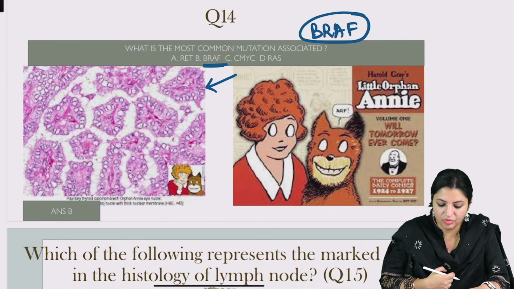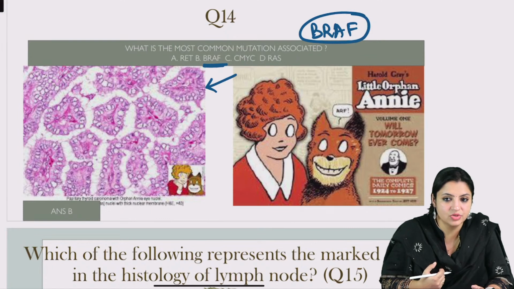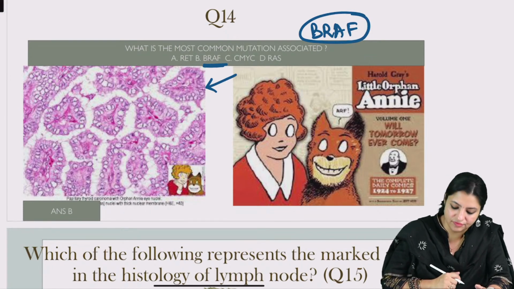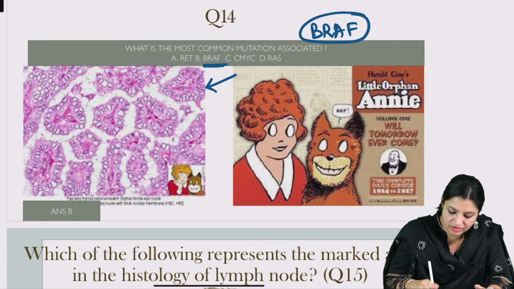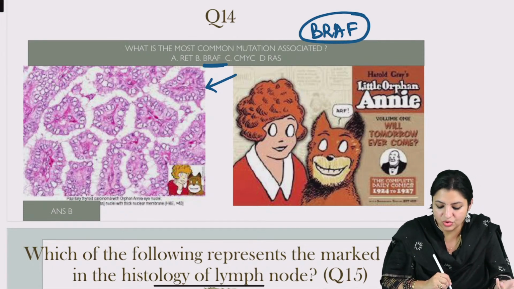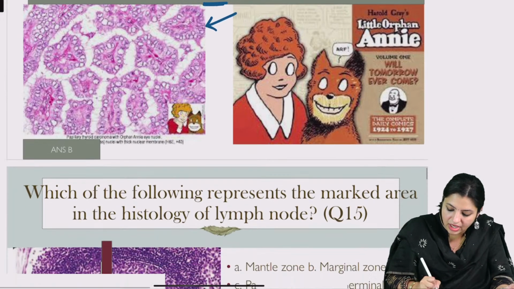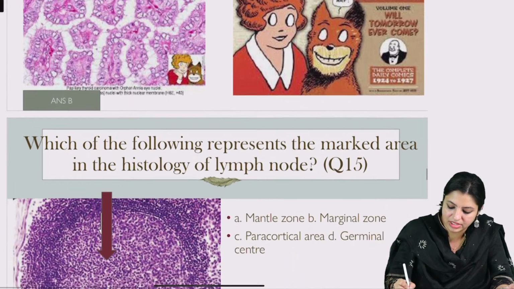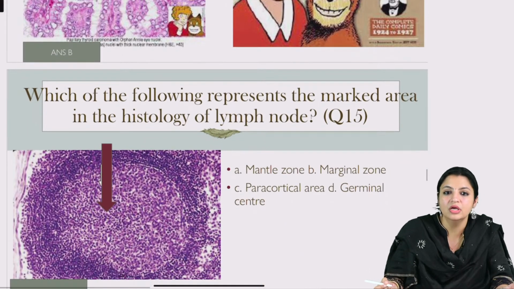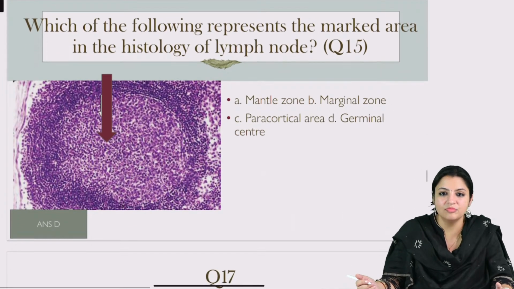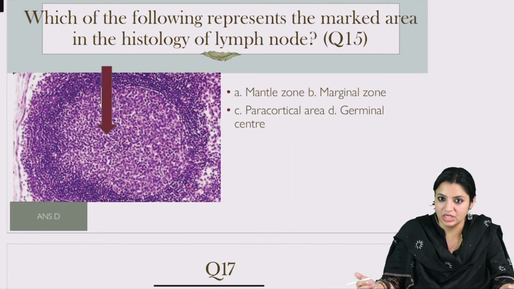Again, a very important repeat question, a previous year question. Which of the following represents the marked area in the histology of the lymph node, guys? This central part of the lymph node, all of you know, is the germinal center, which you should remember. And of course, the dark blue cells here are your mantle zone, and marginal zone is outside, paracortical is outside. This was a very important question which was asked to you.